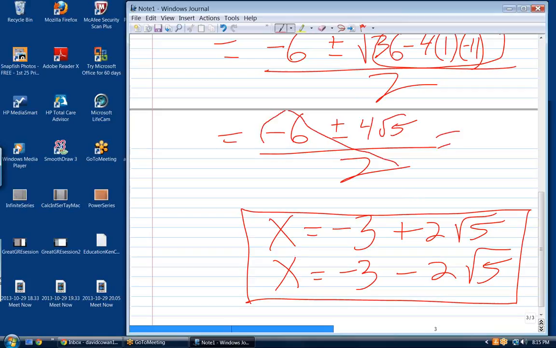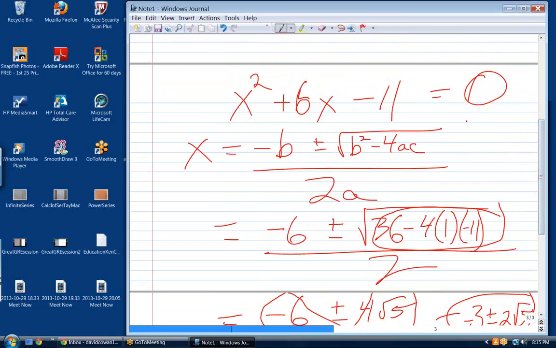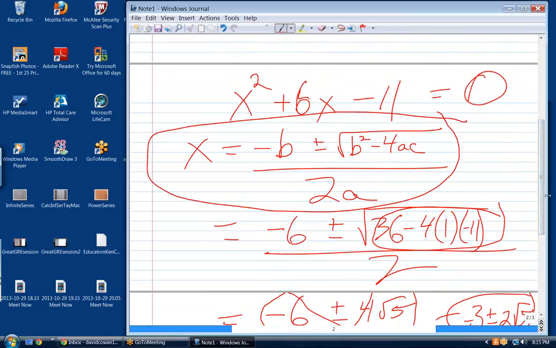Now separate it into 2 fractions, and I get minus 3 plus or minus 2 root 5. Same answer I got by completing the square. And, in fact, the quadratic formula is derived from completing the square.